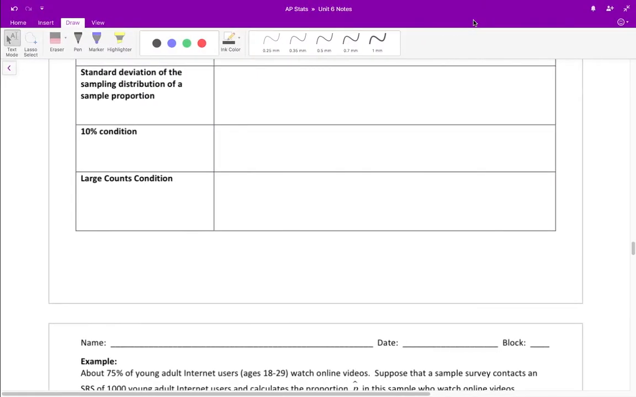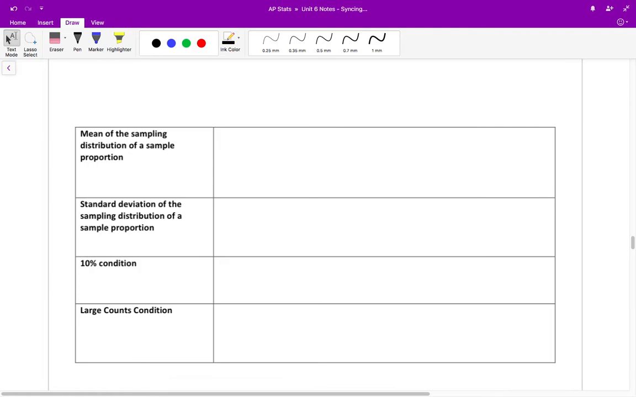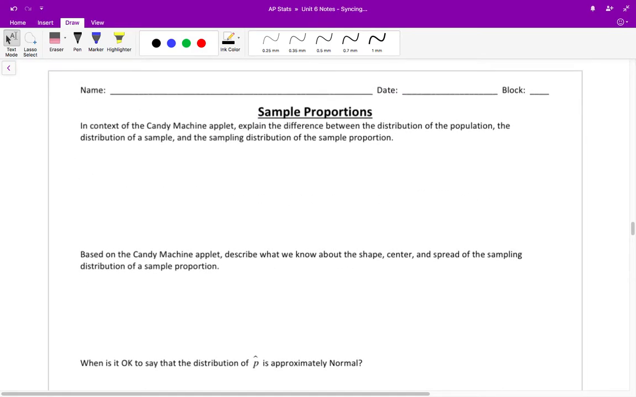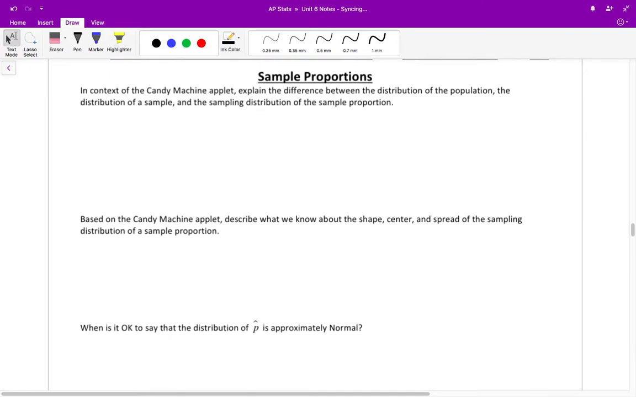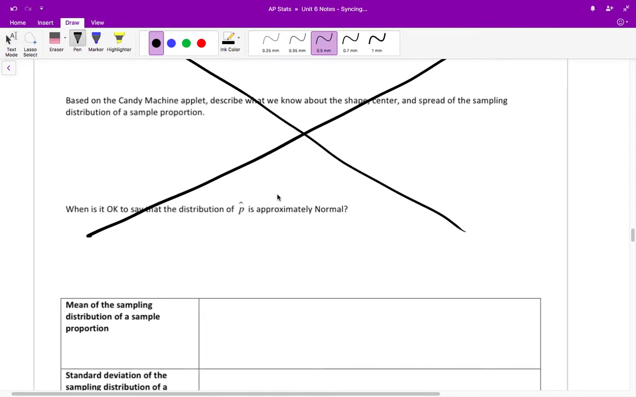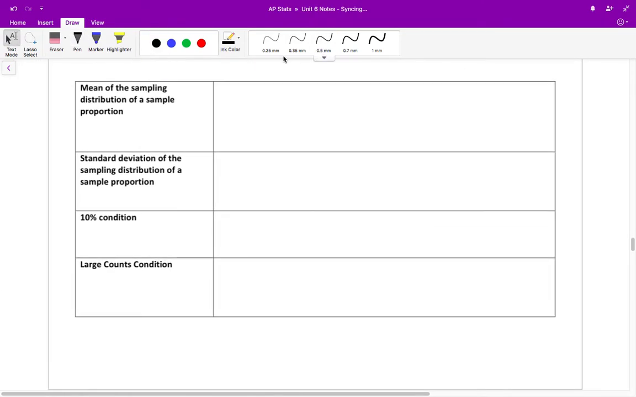All right, AP Stats. What we are going to do today is look at sample proportions. Because we don't have this applet that it's talking about in these first few examples, unfortunately, we are not going to be able to cover any of this. So, in your notes or wherever you are, go ahead and cross that out. Now, where we're going to start is with some definitions.